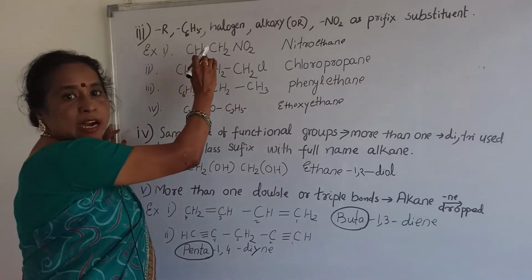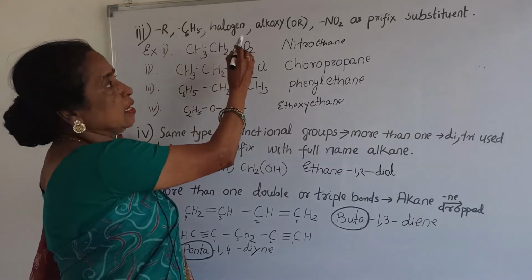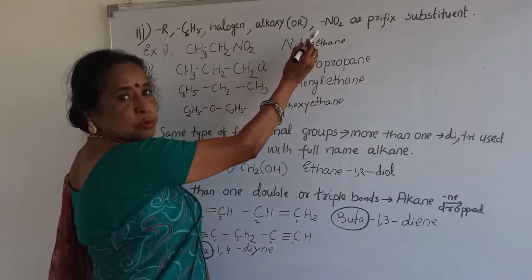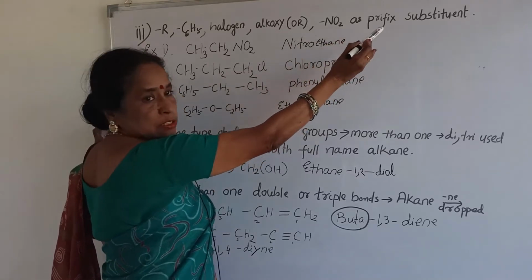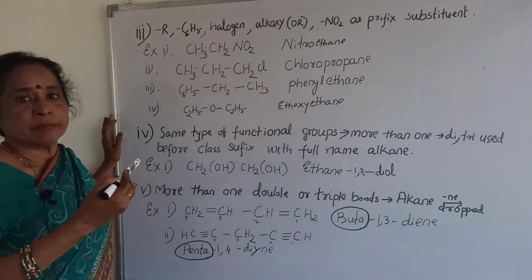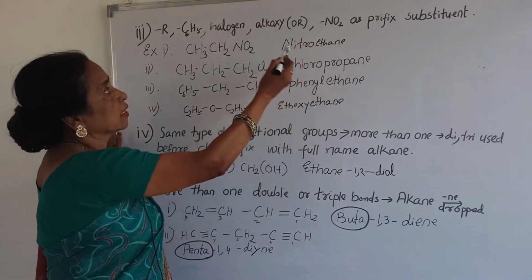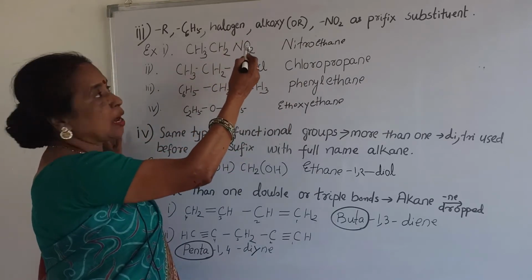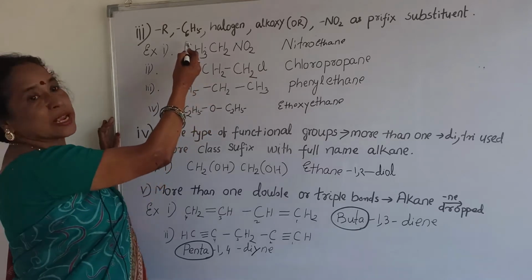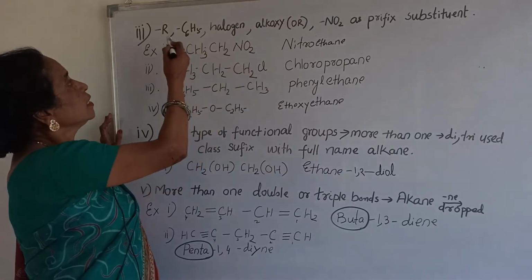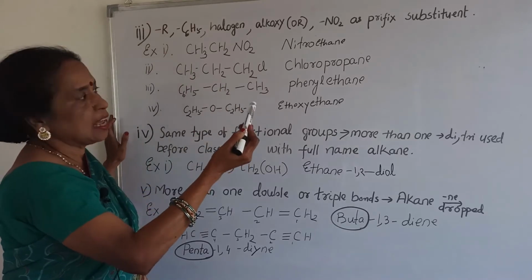Now we will see the third rule. If R, C6H5, halogen, alkoxy or nitro groups are present, they act as prefix substituents. What are prefix substituents? If a nitro group is present, nitroalkane. If halogen, haloalkane. If C6H5, which is called phenyl, it is known as phenylalkane. Similarly, if R is attached as a simple alkyl, then alkylalkane.